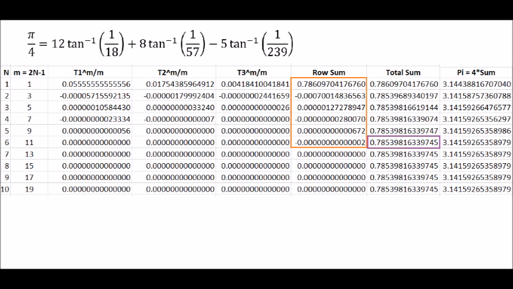For each row, the number boxed in purple is equal to the sum of numbers boxed in orange, up to that row. Since the sum is equal to pi over 4, we must multiply by 4 to get pi. Look in the 3rd, 4th, and 5th columns to see how quickly these numbers tend to 0. That is indicative of rapid convergence. Of course, we get this good performance because 1 over 18, 1 over 57, and 1 over 239 are small fractions. The smaller the better.